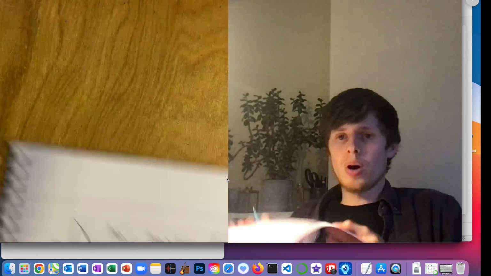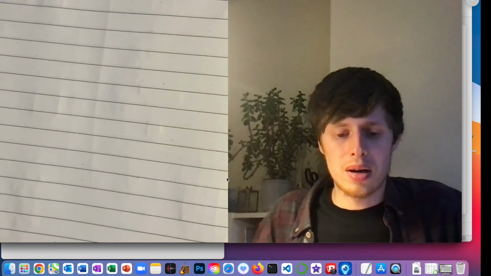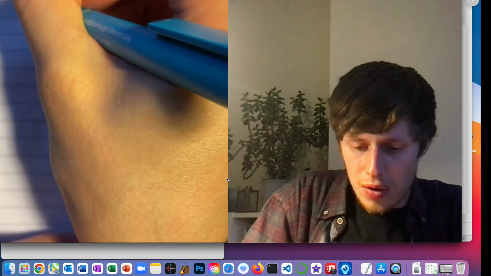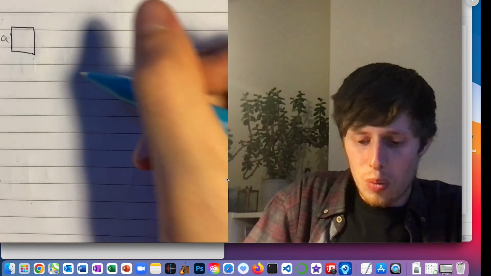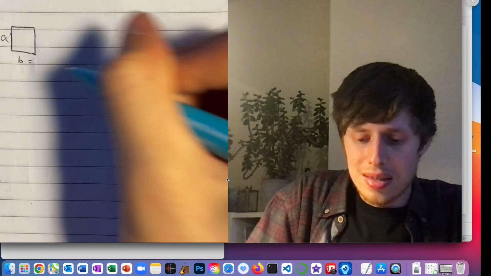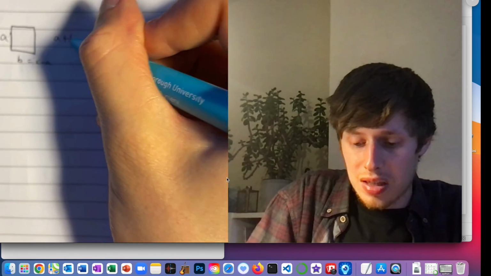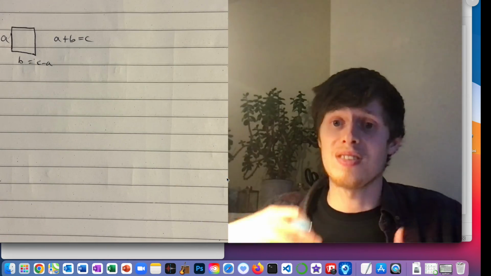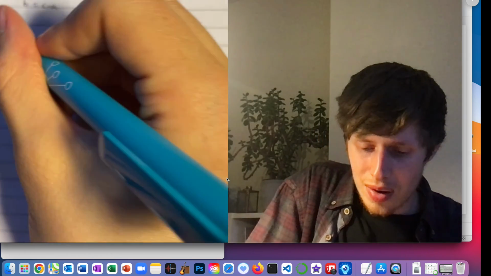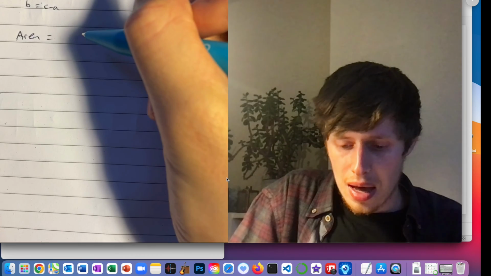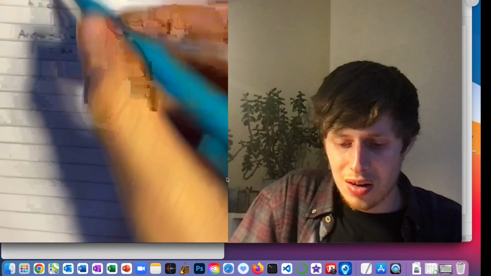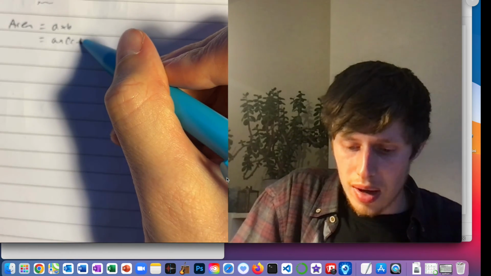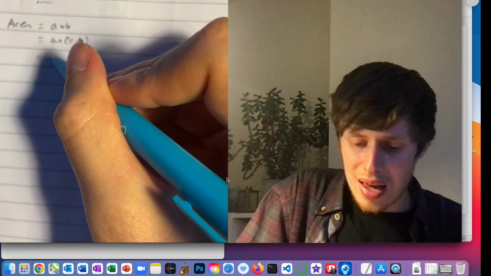So let me just go over to a fresh page. So this is the idea. If one length is A and one length is B, I can also say that B is C take away A, because A plus B is equal to C, where C is a constant. Remember, we're keeping C as a constant and looking at all the different values for A and B that we can have for the same C. Now the area is going to be equal to A times B, which is A times C take away A. Okay, now that's going to be AC take away A squared.